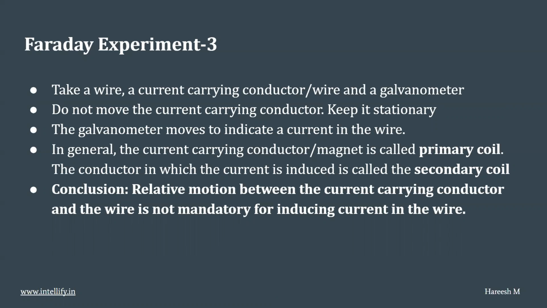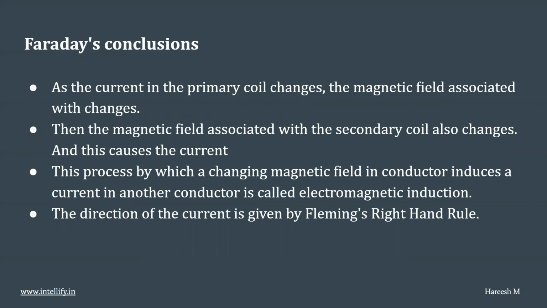Now he gave some names to these coils. The current carrying conductor or magnet from experiment 1 is called the primary coil, and the wire in which the current is induced, where only the galvanometer is connected, is known as the secondary coil. So from these three experiments, the conclusion he gave was that as the current in the primary coil changes, the magnetic field associated with it changes, and as this changes, there is a current induced in the secondary coil.